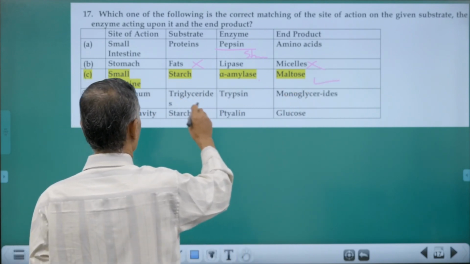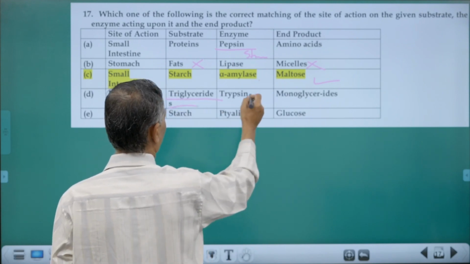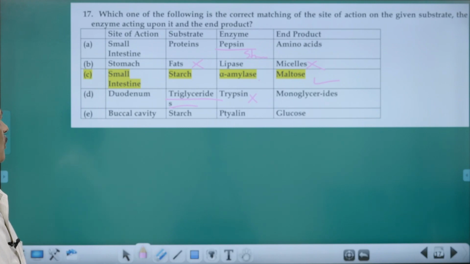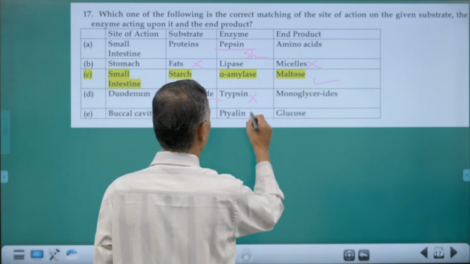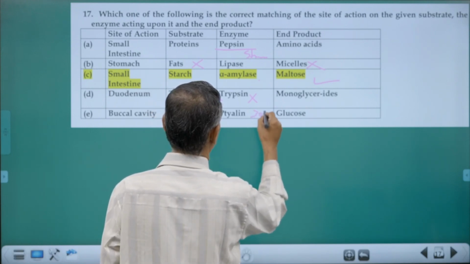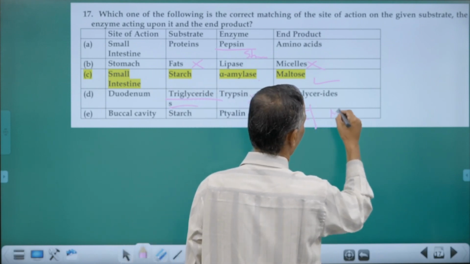In duodenum, triglycerides, trypsin. See, triglyceride is a fat, trypsin is acting on protein, so it is not at all correct. Buccal cavity, starch, tyalin. Tyalin is acting on starch, that part is correct. 30% of the starch is converted into not glucose, it is converted into maltose.